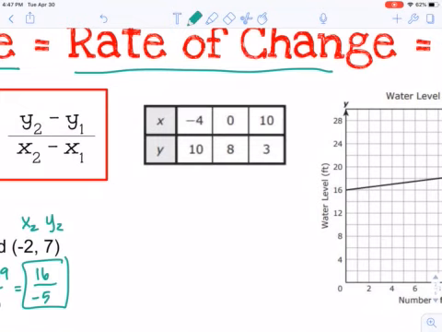Okay, when you have a table, this is when you want to do the same exact process, but some people honestly just look to see how the table is changing. So for example, my y values here subtracted by 2, my x values here added by 4, so I put the y on top because it's rise over run, so negative 2/4, which would simplify to negative 1/2.